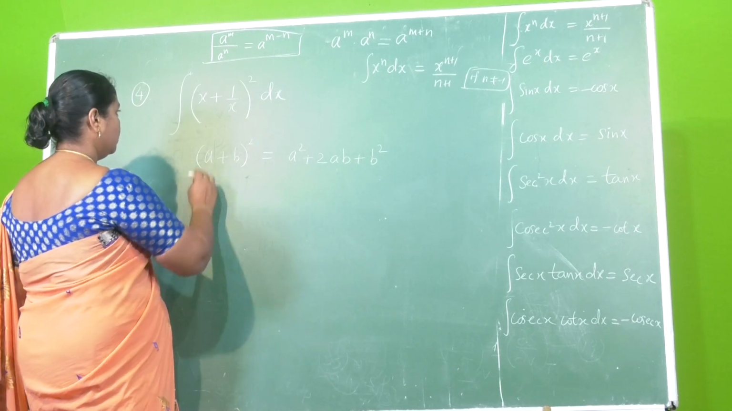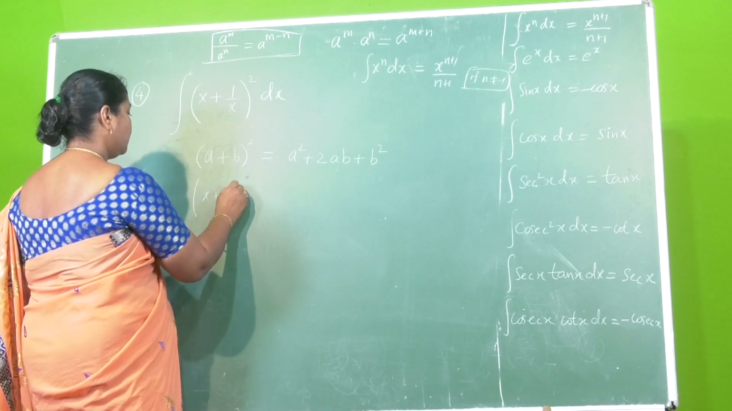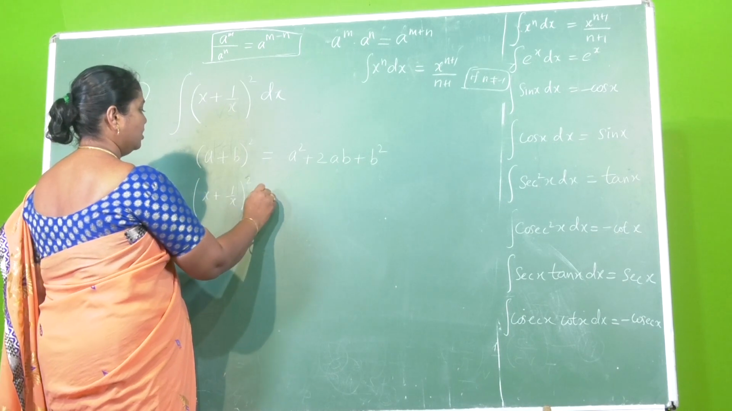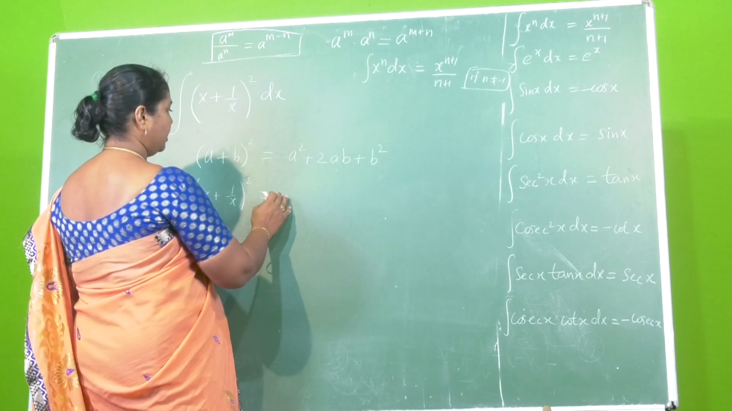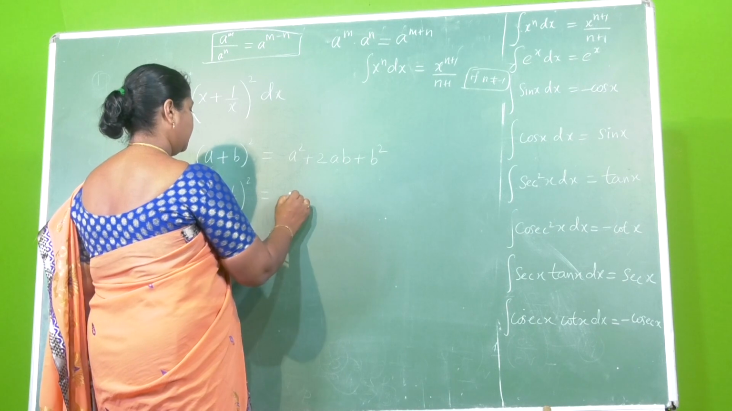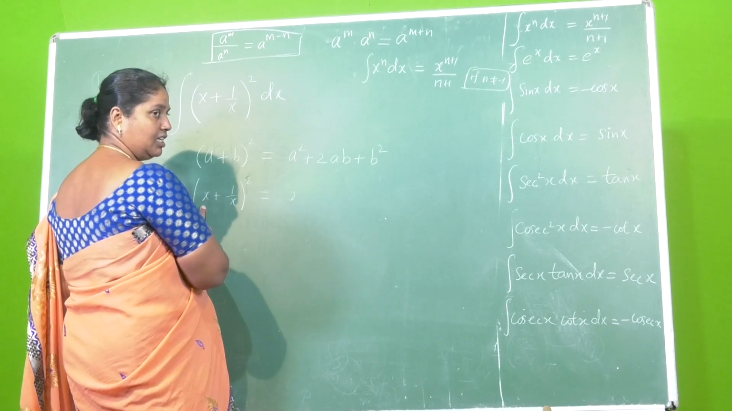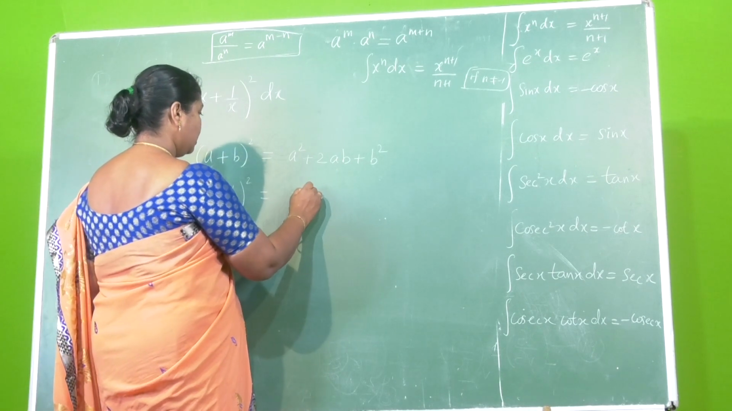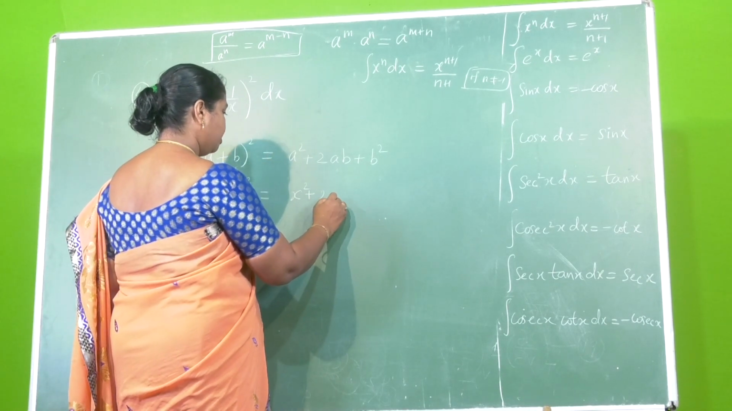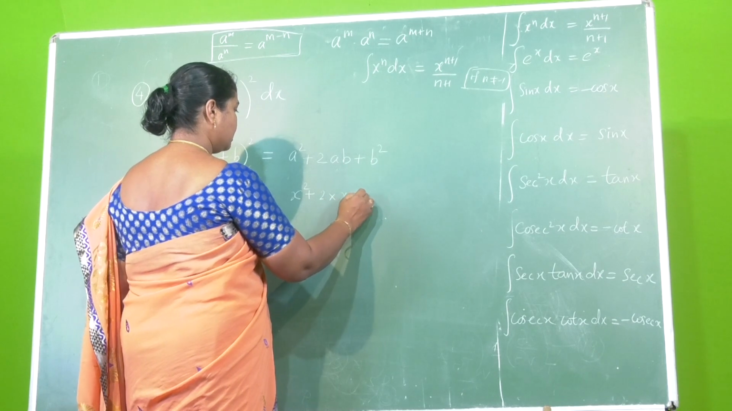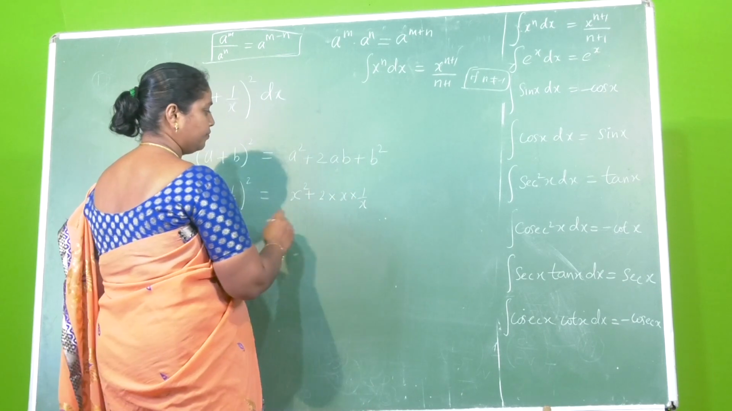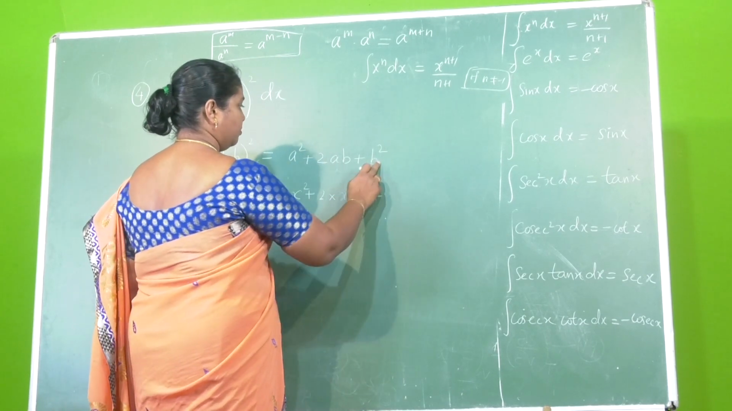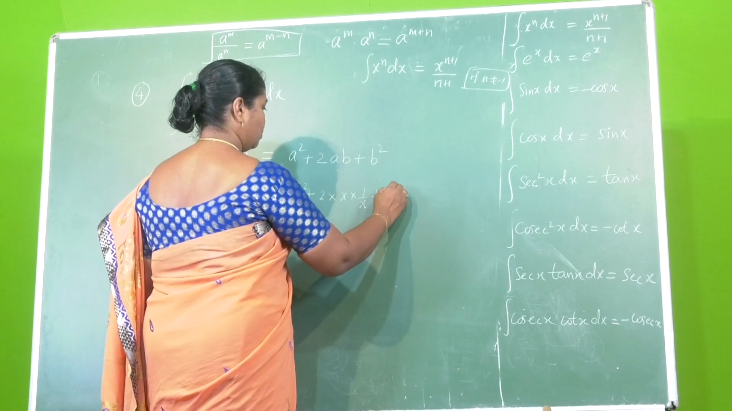So now this x plus 1 by x the whole square can be expanded like this. In the place of a we have here x. In the place of b we have 1 by x. So this will give you x square plus 2 into, here a is x, b is 1 by x, so plus b square, which is here 1 by x the whole square.